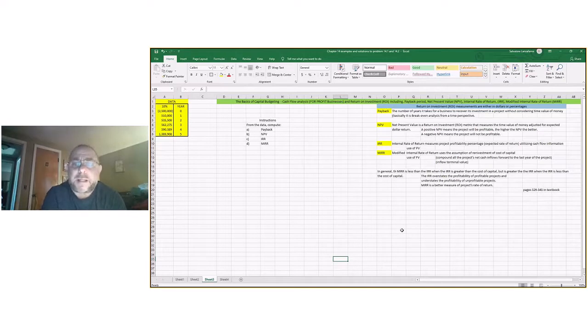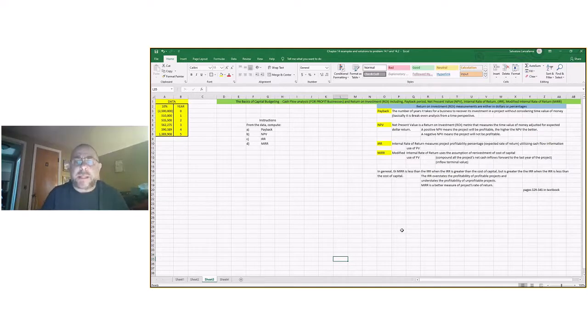First thing is payback, probably the easiest thing in this chapter, and that is, how long does it take you to get your money back? So in years, the number of years it takes for a business to recover its investment in a project without considering the time value of money. There is another way to do it, which is called discounted payback. You can find that on page 538 of your textbook, but that one you are not responsible for. Okay? Alrighty.